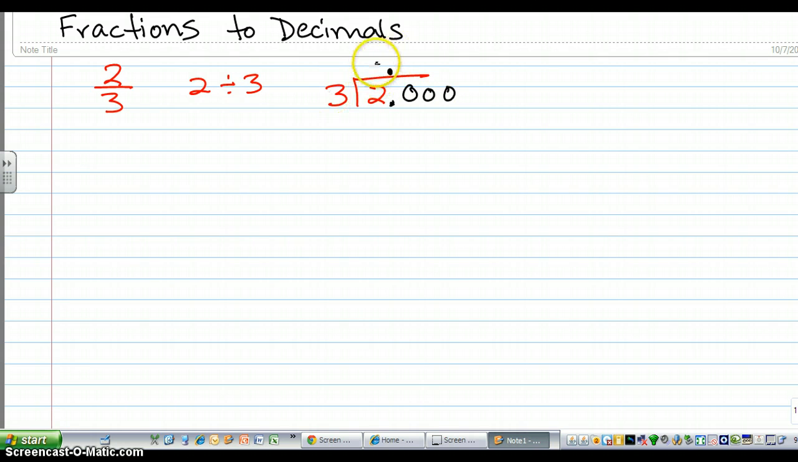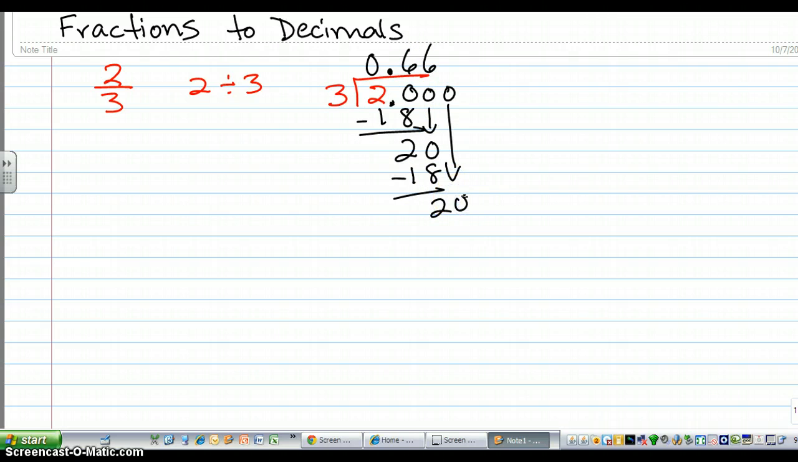So 3 cannot go into 2, but 3 can go into 20 6 times. We subtract, we bring down the 0. 3 goes into 20 6 times. What do you see? Looks like we are going to go on and on forever like this. This is called a repeating decimal, which means it just repeats and goes on, and there's a way to show that. You put a bar over the 6.